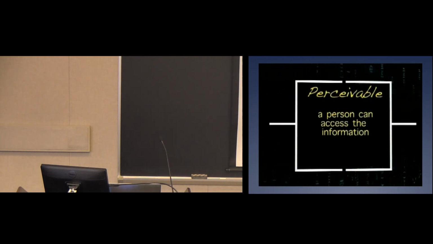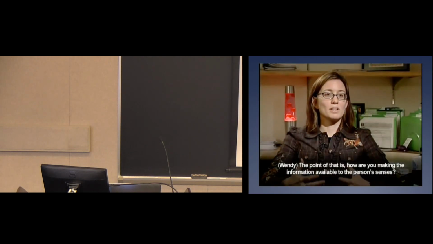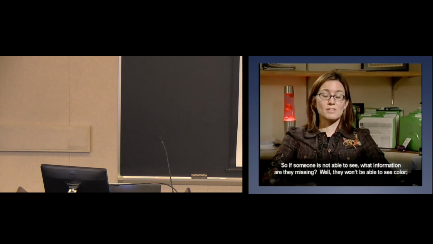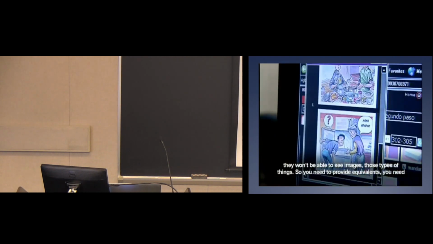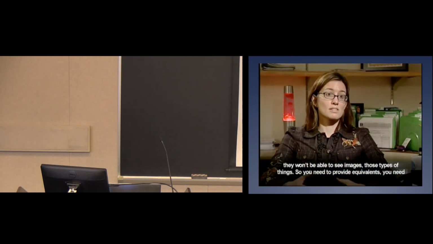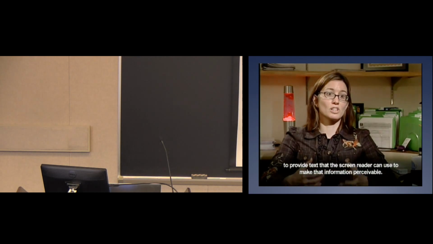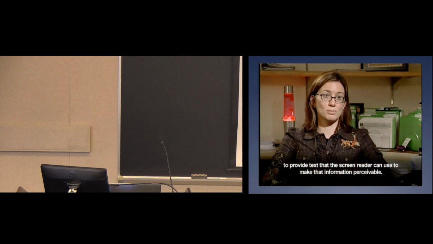Perceivable means that a person can access the information. The point of that is how you're making the information available to the person's senses. So if someone is not able to see, what information are they missing? Well, they won't be able to see color, they won't be able to see images, those types of things. So you need to provide equivalents. You need to provide text that the screen reader can use to make that information perceivable.